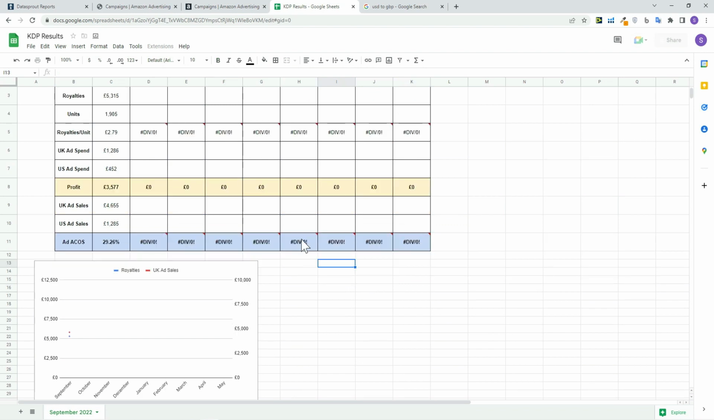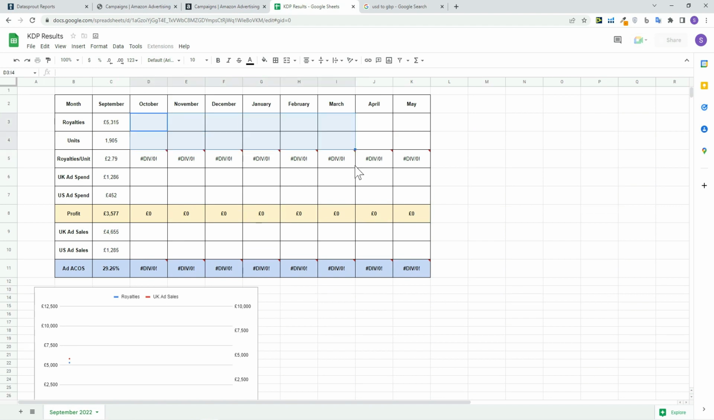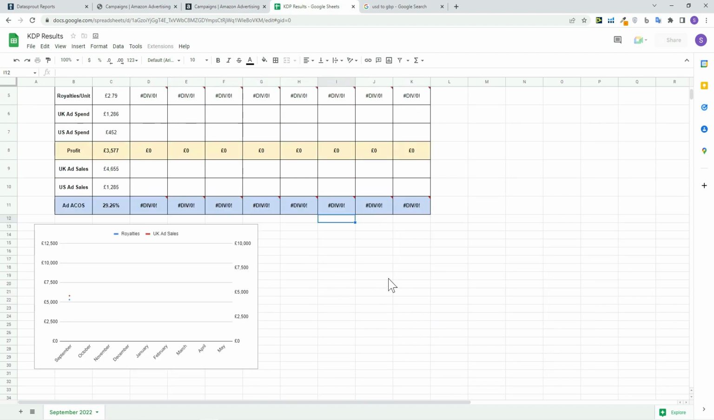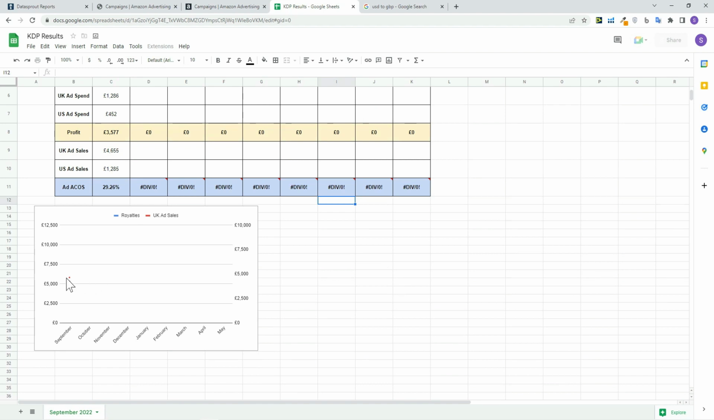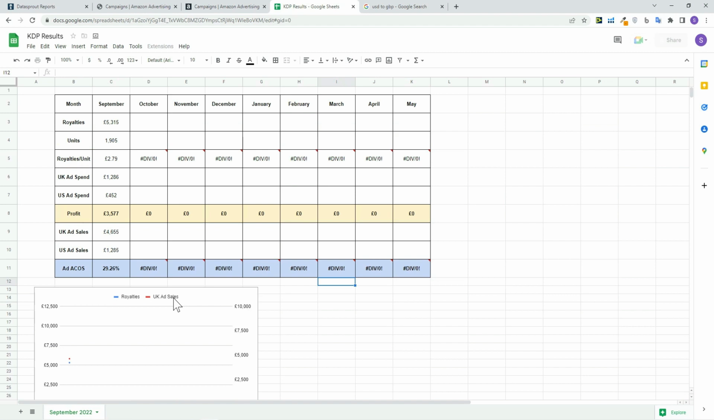And as you can see going forward, I'm going to do this every single month to see how my performance changes over time. And that's eventually going to plot this graph where it basically shows royalties against the UK ad sales, that's meant to be ACOS, and you track it over time. So it'll be interesting to see how that develops throughout time. But that's a very short and quick video about my September earnings.